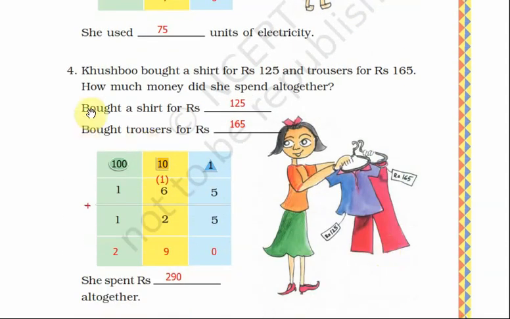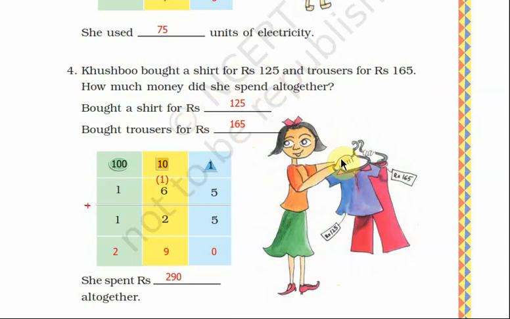Moving to the next question. Kushbu bought a shirt for rupees 125 and trousers for rupees 165. How much money did she spend altogether? So this is Kushbu, and she went to a garment shop to purchase a shirt and a trouser. So she purchased that shirt which she liked the most. And what is the cost of that shirt? The cost of that shirt was 125 rupees. And she purchased a trouser also, and the cost of that trouser is 165.